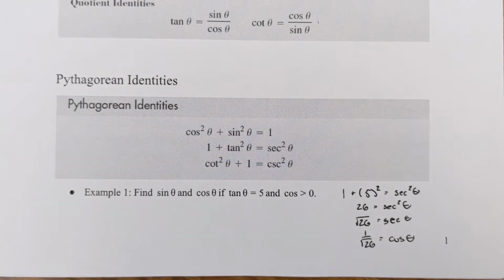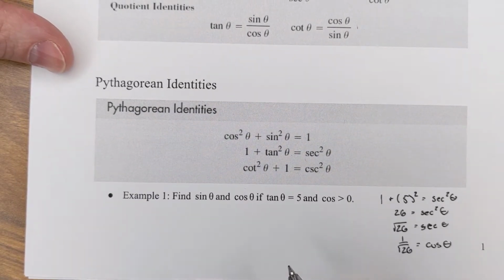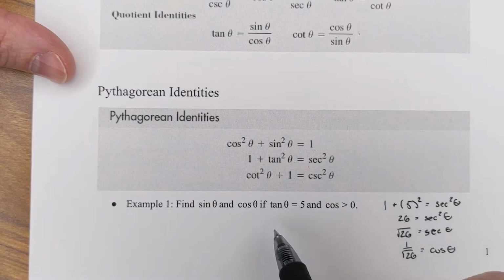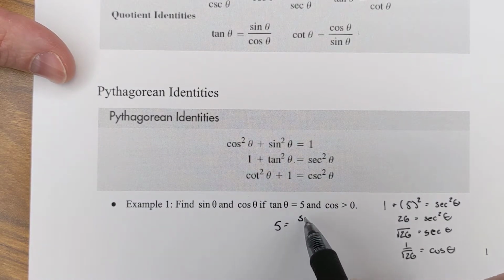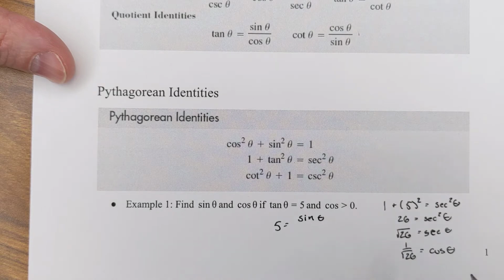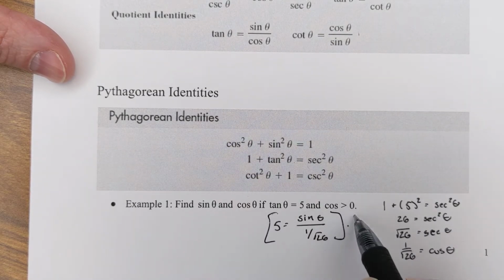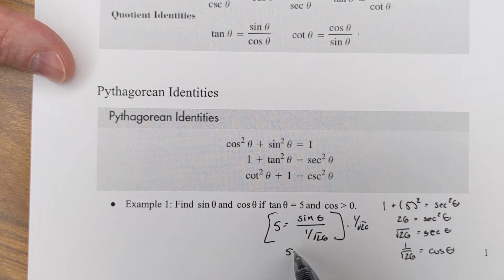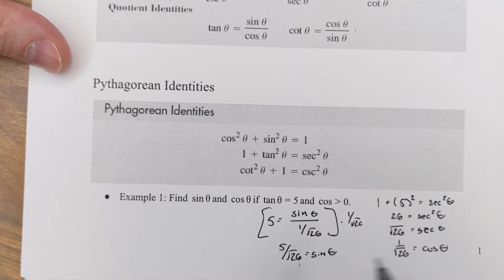So there's cosine. Now to find sine, I'm going to just use the quotient identity. Tangent is equal to sine over cosine. So tangent is 5, sine over cosine, 1 over root 26, so I would multiply both sides by the 1 over root 26. So 5 over root 26 is equal to the sine. So there's sine, there's cosine.